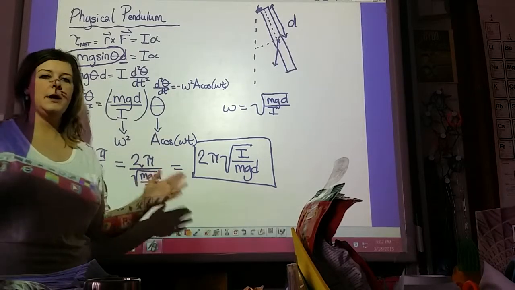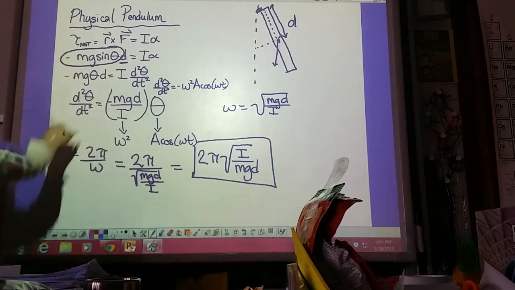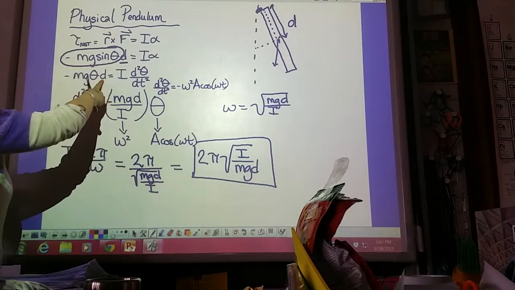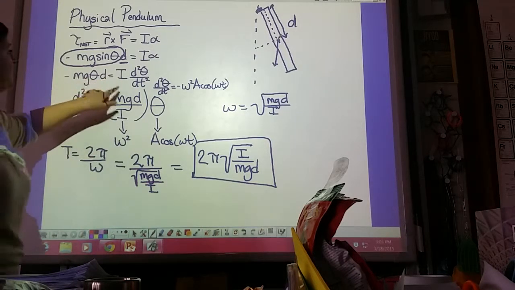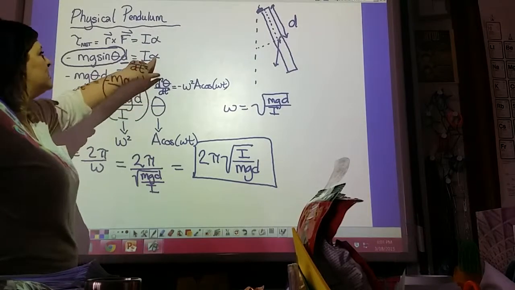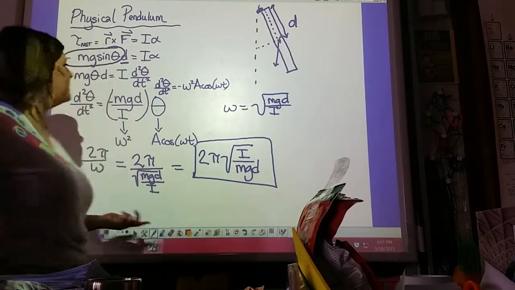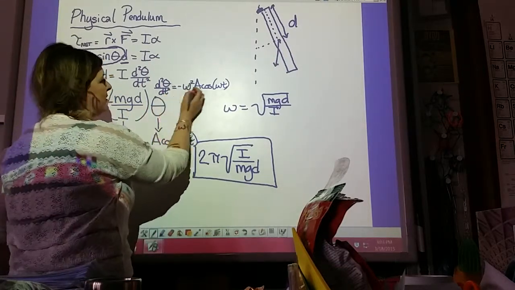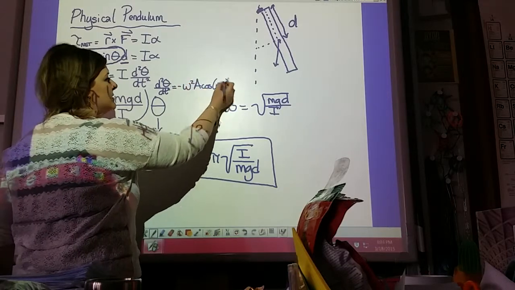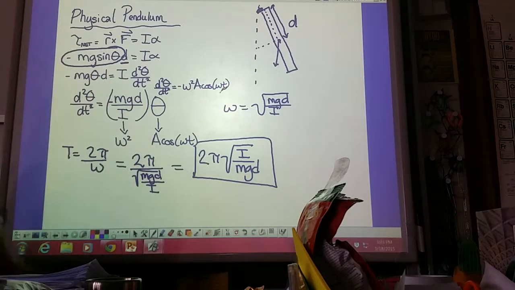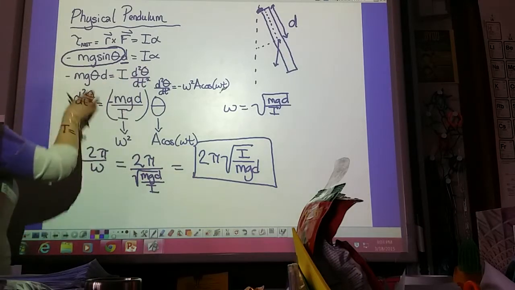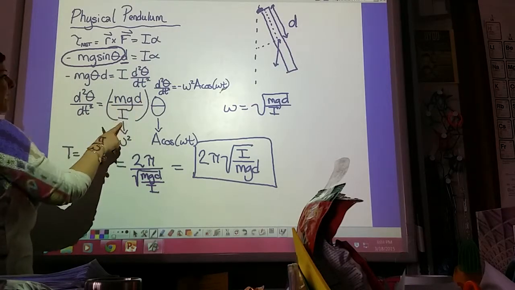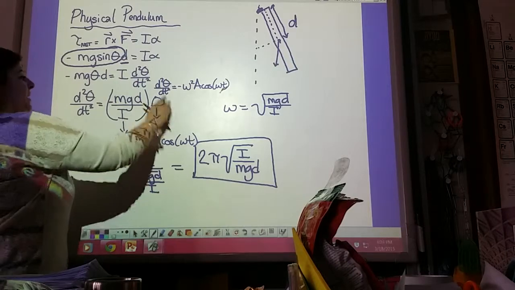Again, let's assume that we're approaching this with our small angle approximation. Sine theta is really just approximately theta. So negative mg theta times d is equal to I times alpha, which I said is the second derivative of angular displacement. And that second derivative of angular displacement can also be thought of as negative omega squared cosine of omega t. I set this equal to my second derivative of angular displacement, so I got a negative mgd over I, and all of that times theta.